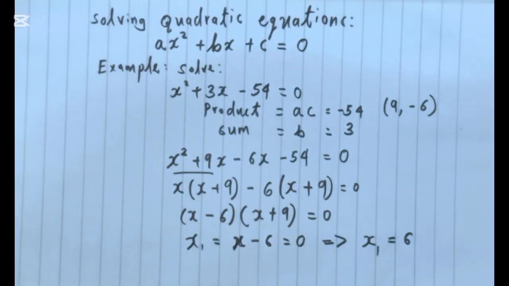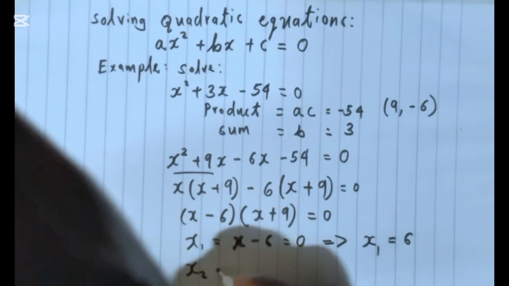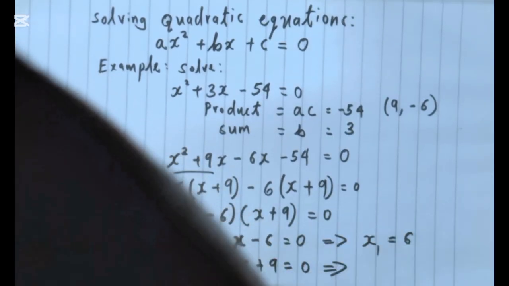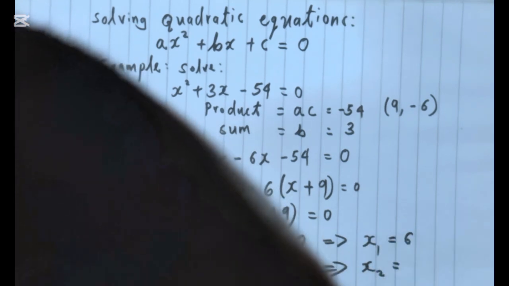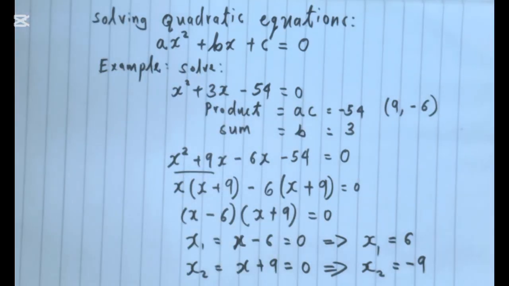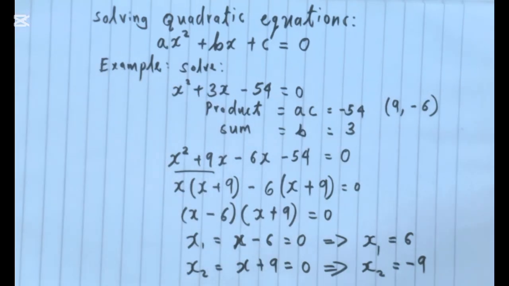And we're going to call it x1. Okay, the first value of our root is going to be that. Then for x2, we are going to take x plus 9 equals to 0. Of course, we make x the subject of the formula, and we're going to call that x2. So basically, it's going to be negative 9. So the solutions of this quadratic equation are going to be 6 and negative 9. And that is how we basically solve quadratic equations.